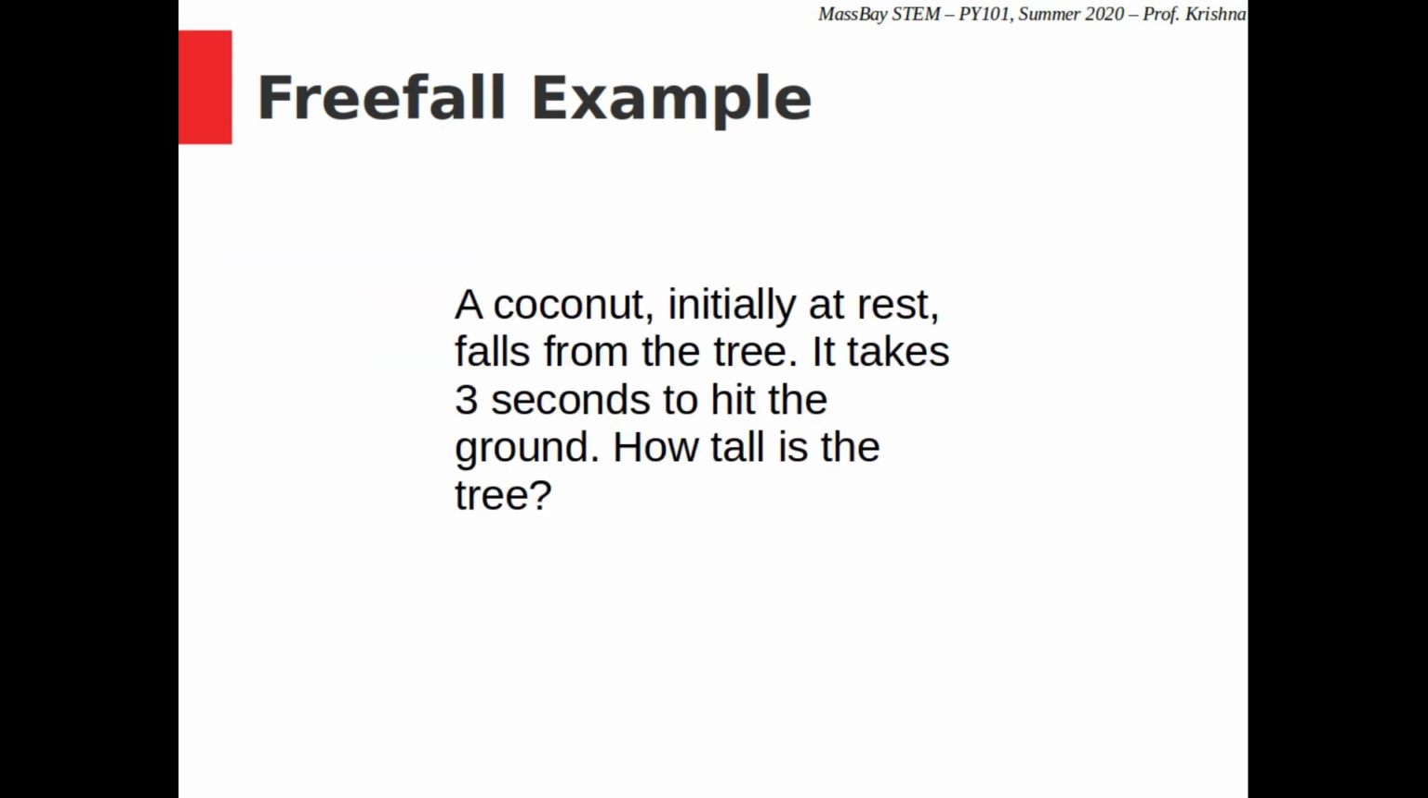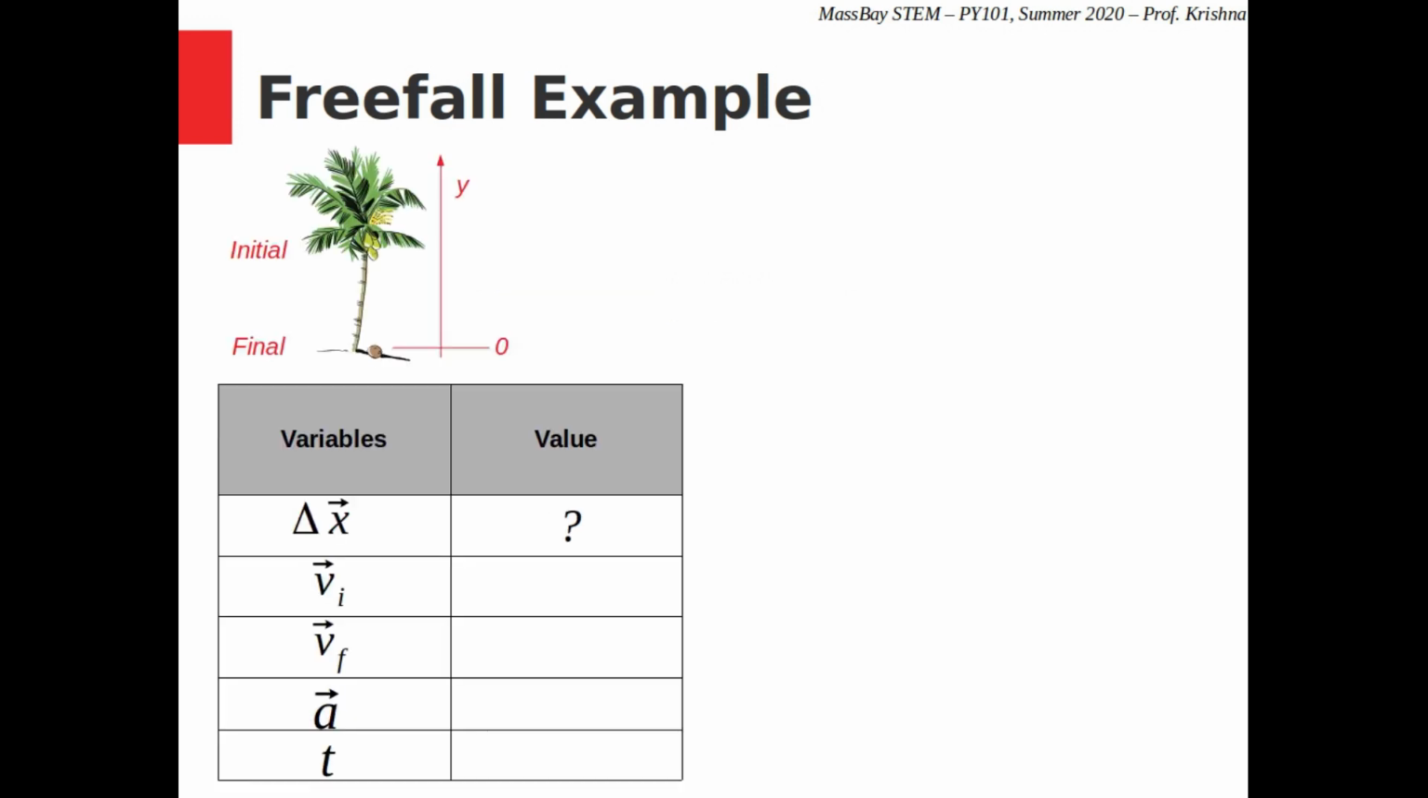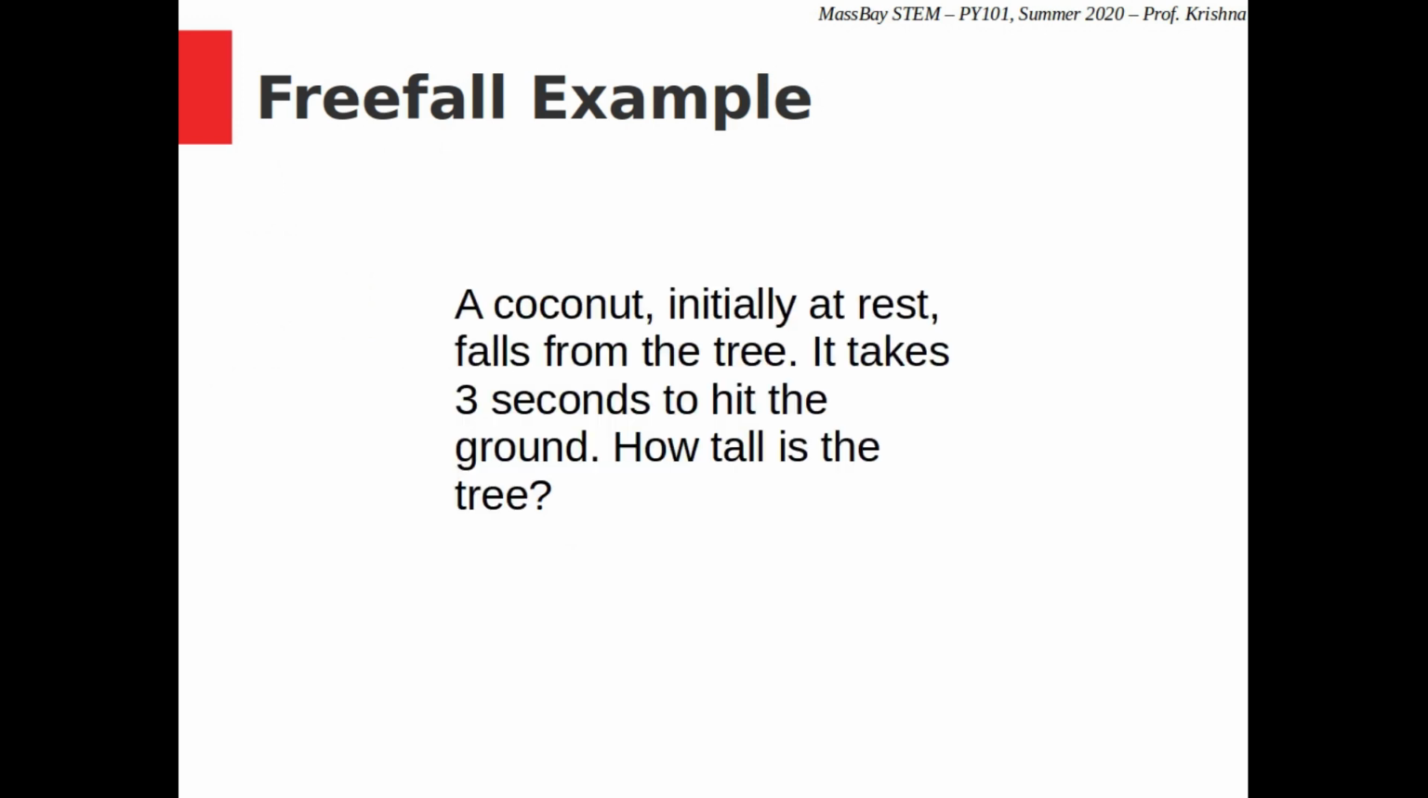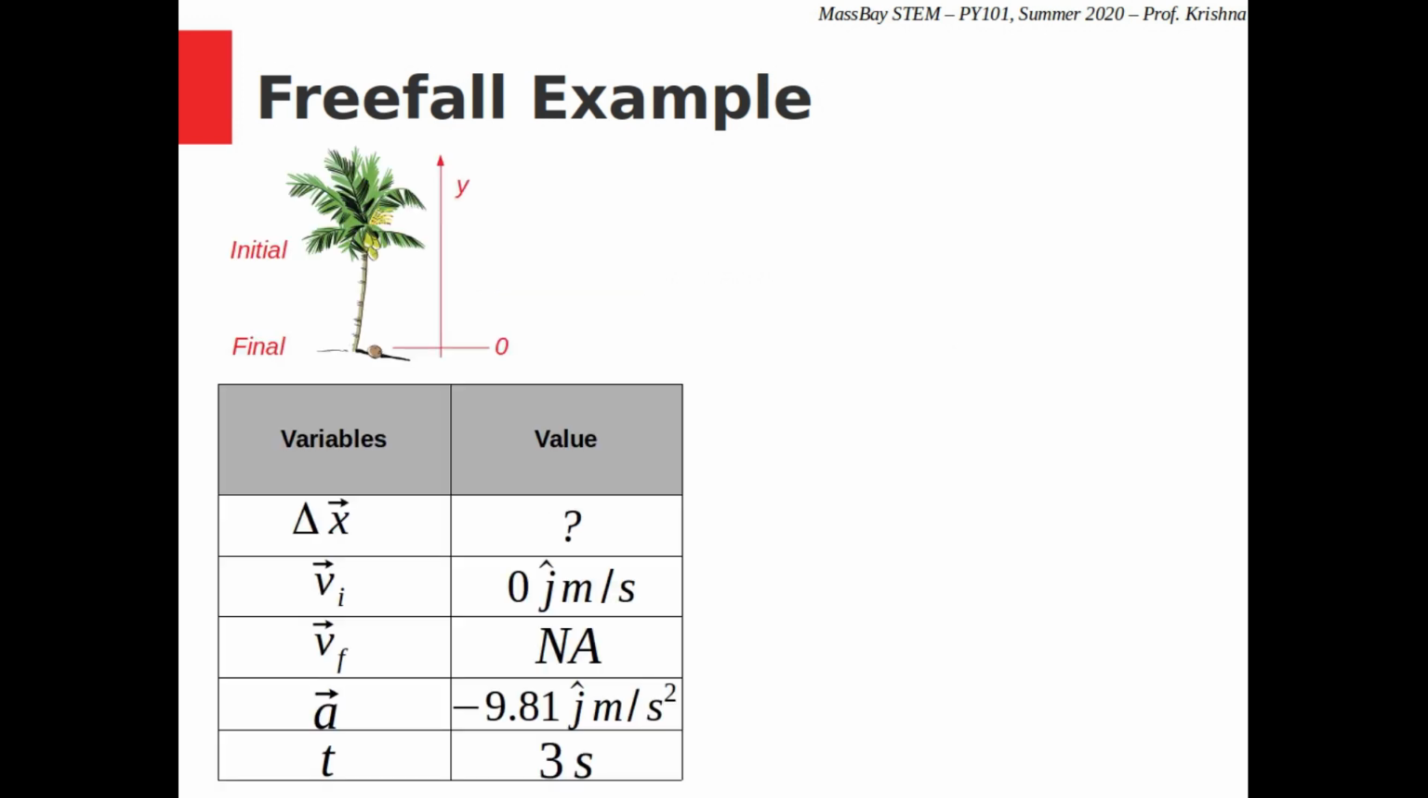Step 4. List the unknowns. The question asked, how tall is the tree? That's talking about displacement. Step 5. List the knowns. The coconut is initially at rest. That means V initial equals 0. It takes 3 seconds to fall. Finally, it's in free fall near the surface of the Earth. That means its acceleration is 9.81 meters per second squared towards the center of the Earth. Again, that's the negative direction, the way we've set our axes, so the acceleration is negative.